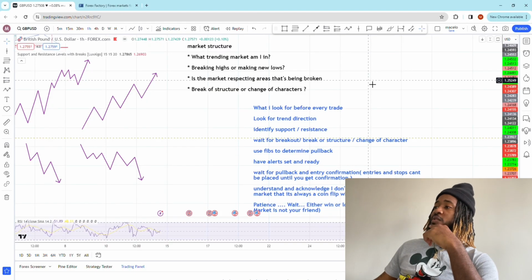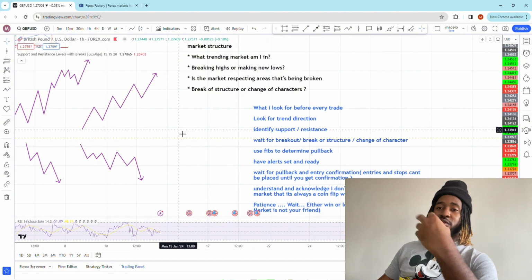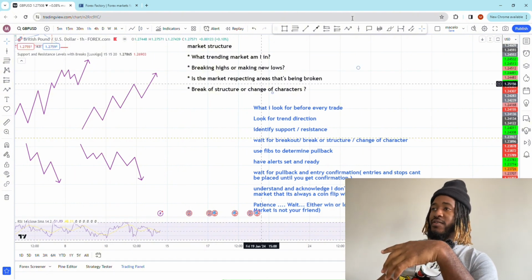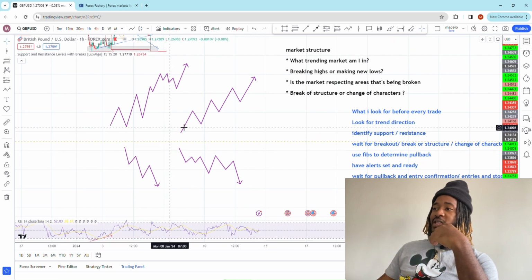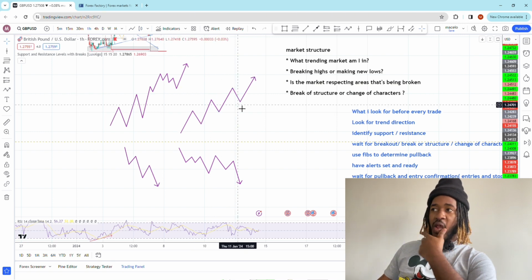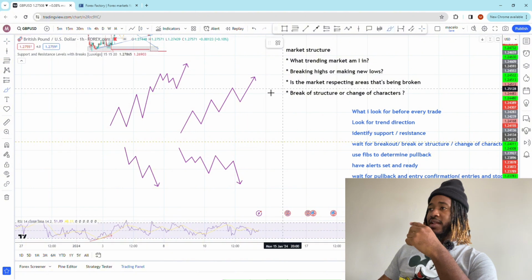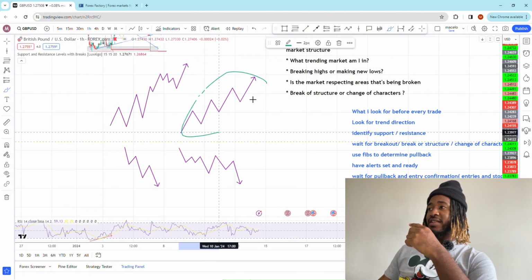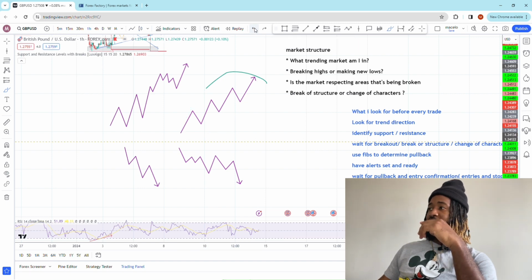Let's get to it. So when it comes to backtesting, when it comes to market structure, we understand the market moves in three phases. That's right there. We have an impulse, correction, continuation, correction, continuation, correction, continuation. Now, the market won't always look like this. It'll never be as clean as that. Let's get that out of our heads right now. It'll never look like that.